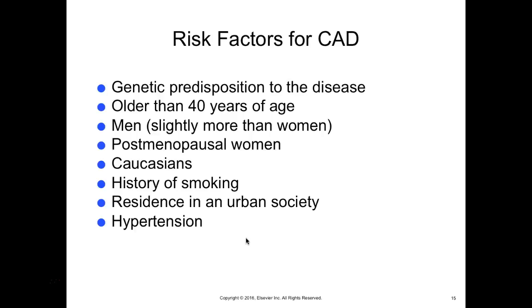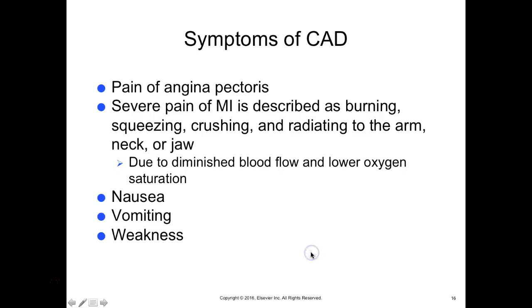Then we have risk factors for coronary artery disease. Genetic predisposition of the disease, which we know plays the biggest part in any disease process. People over the age of 40, men, a slightly higher risk factor than women, although women, the numbers are coming up, and women are at high risk of heart disease as well. Postmenopausal women, Caucasians, history of smoking, residence in an urban society, hypertension.